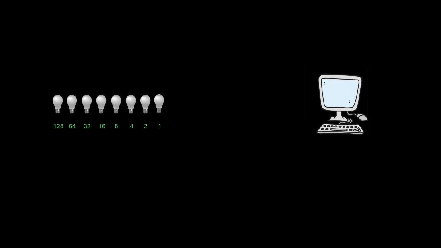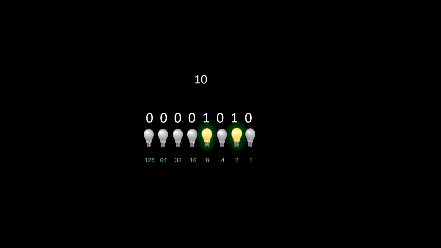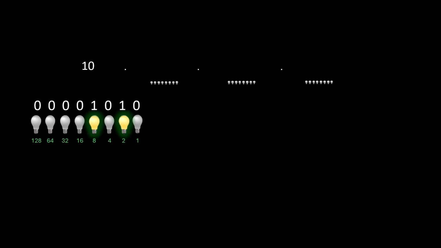Let's say I want to tell the computer the value of the first octet is 10, like in our sample IP. I do this by turning on some of the bits. The computer interprets the state of the bits and concludes a correct value of 10. Now let's complete the rest of the sample IP. 10.1.1.3.